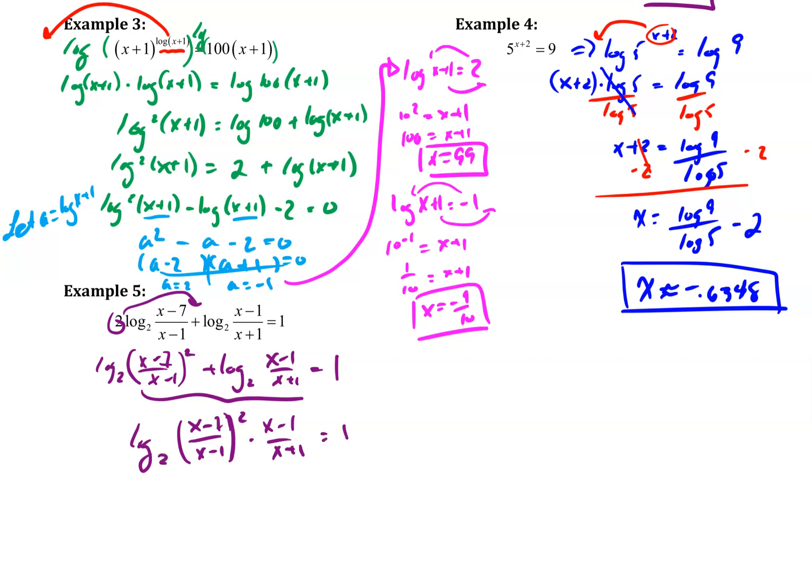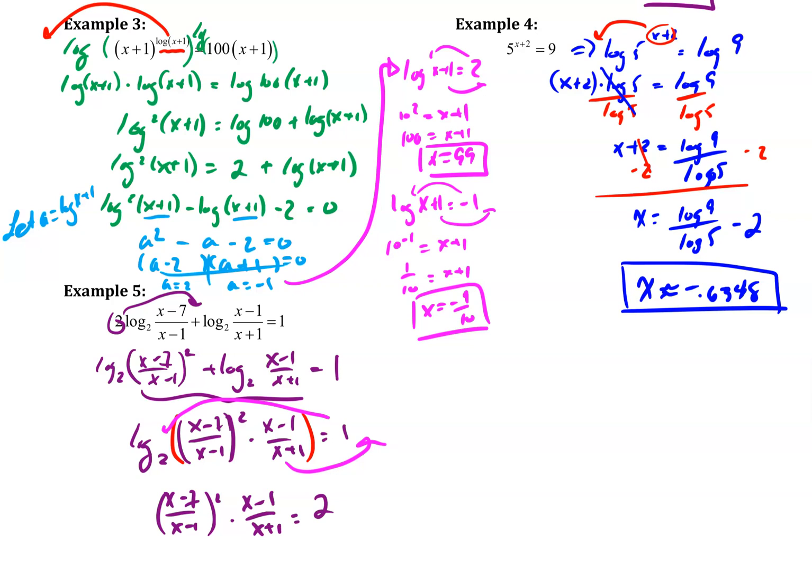At this point, I can whale it, because this is all one expression, right? So I'm going to take this and whale it, so the 2 on the top comes out. So I'm really going to be left with this crazy thing: x minus 7 over x minus 1 squared times x minus 1 over x plus 1 all equals 2 to the first, which is just 2.